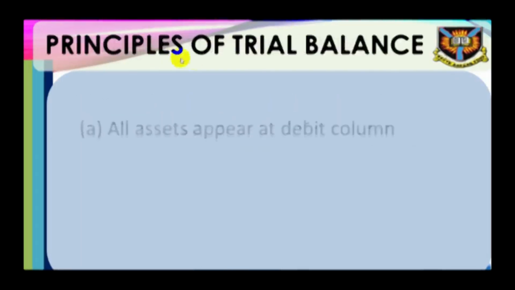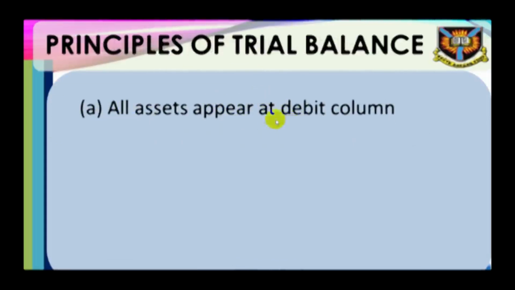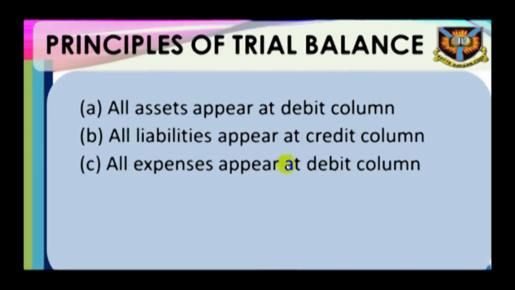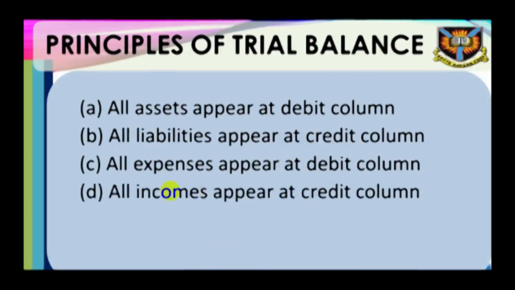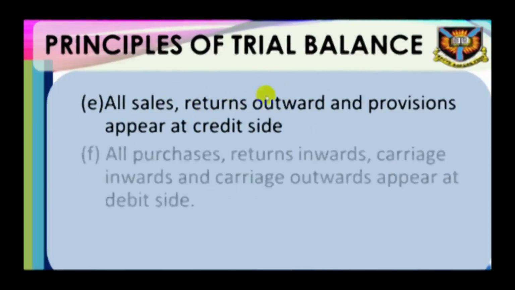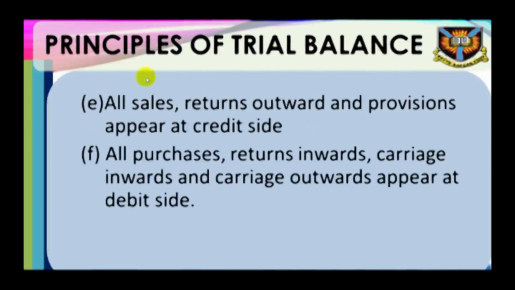Principles of trial balance. A, all assets appear at debit column. B, all liabilities appear at credit column. C, all expenses appear at debit column. D, all incomes appear at credit column. E, all sales, returns outward, and provisions appear at credit side. F, all purchases, returns inward, carriage inward, carriage outward, appear at debit side. G, all capitals appear at credit side.